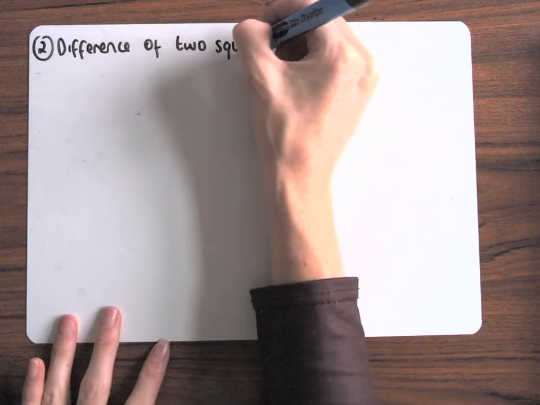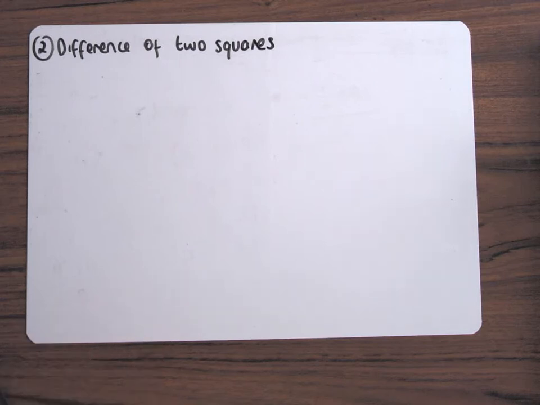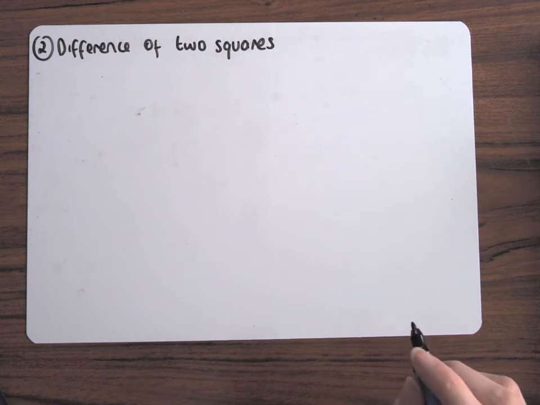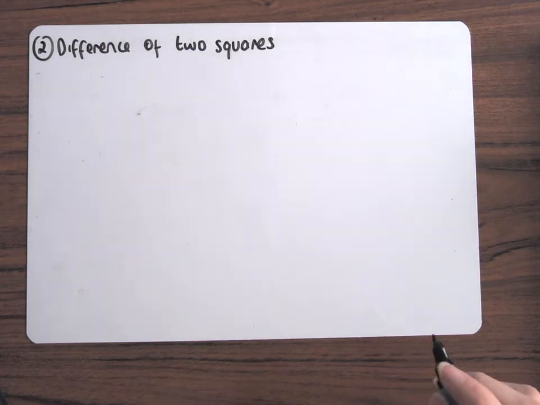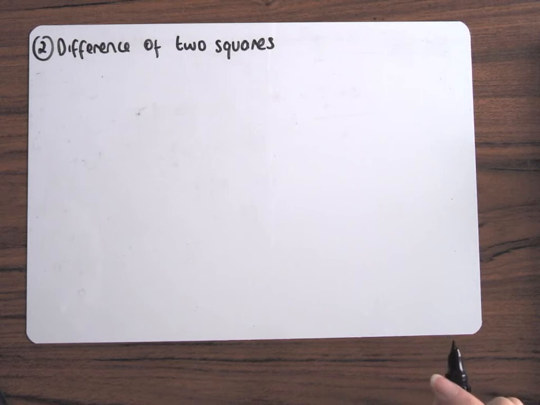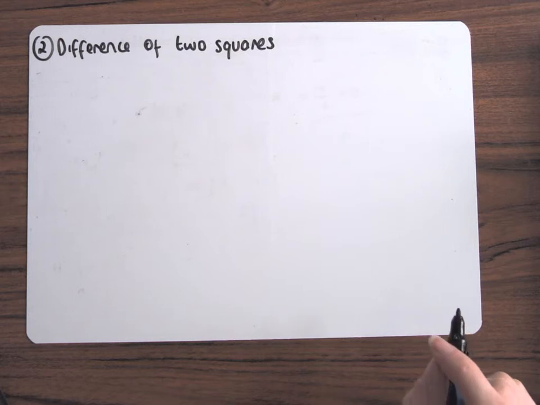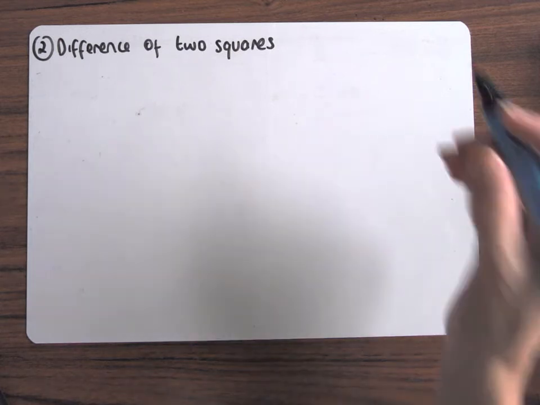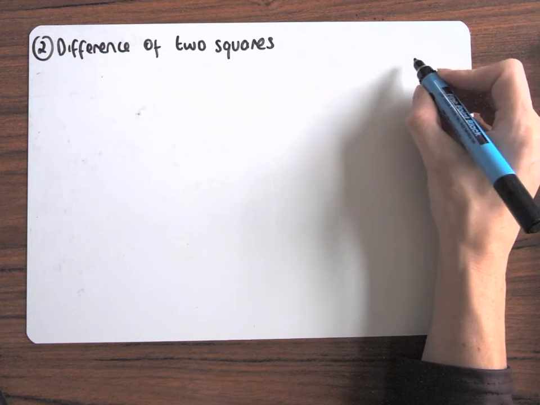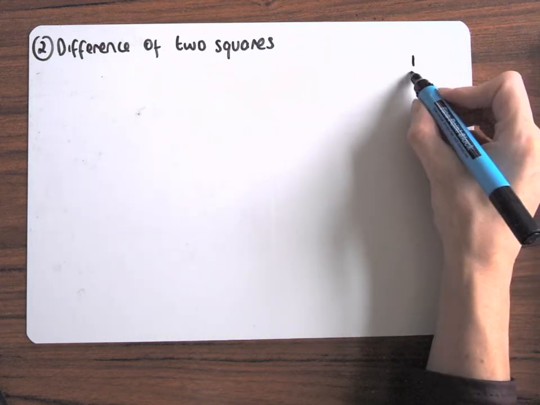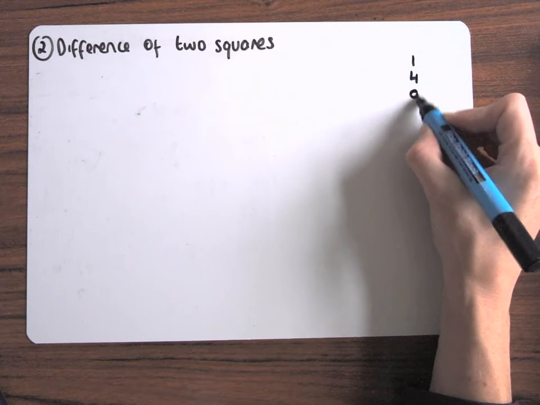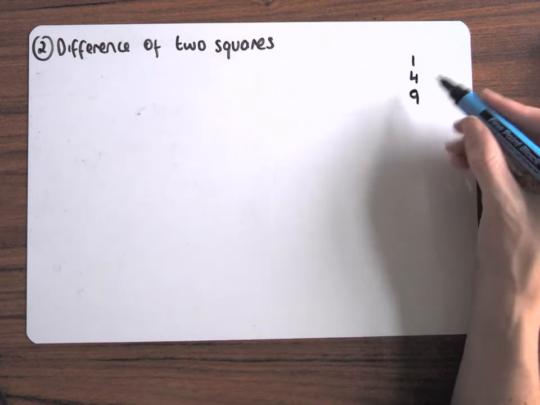Difference of 2 squares. The difference of 2 squares. A square number is a number that you get when you multiply another number by itself. Okay, so your square numbers are, what's 1 by 1? 1. What's 2 by 2? 4. What's 3 by 3? So they're your square numbers. Keep going. What's the next square number?